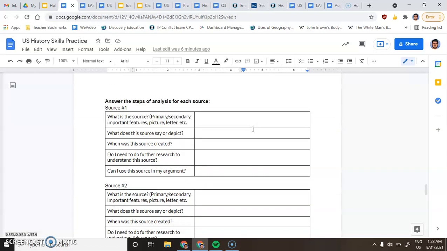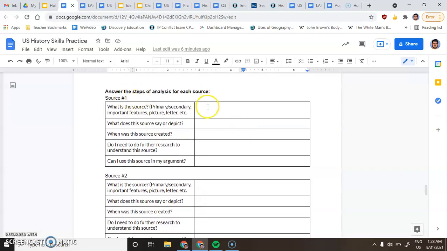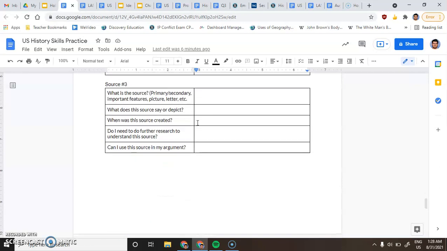Okay. Then you're going to come down into the actual analysis portion. For each source, you're going to answer the steps of analysis. What is the source? What does the source depict? Etc. Etc. We've done this before already, so this is not new. We should know how to do this. You're going to do this for each one of them.